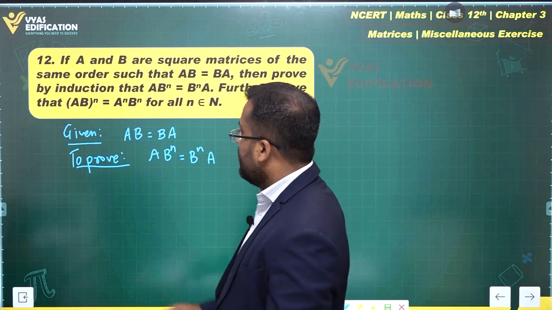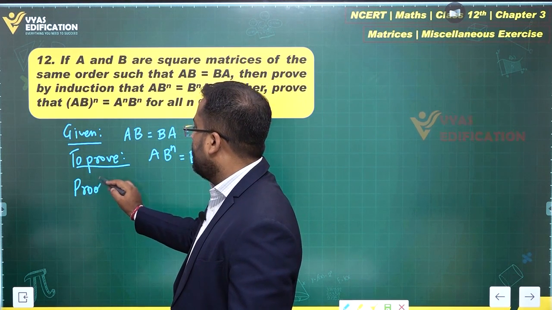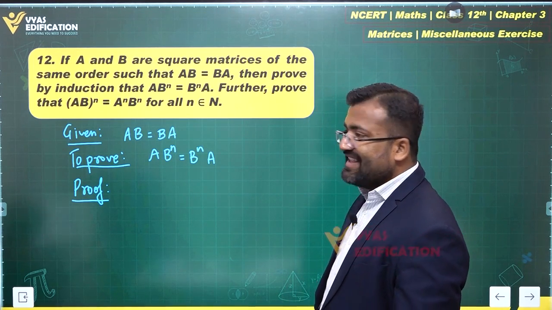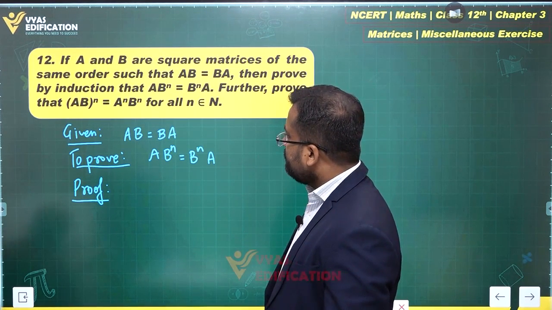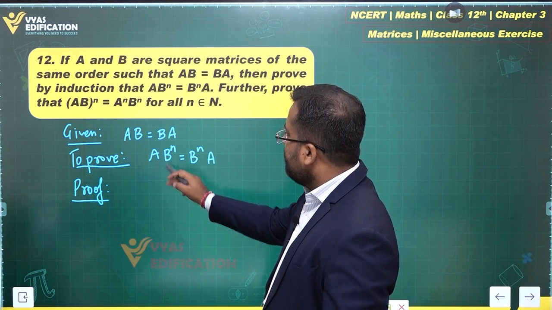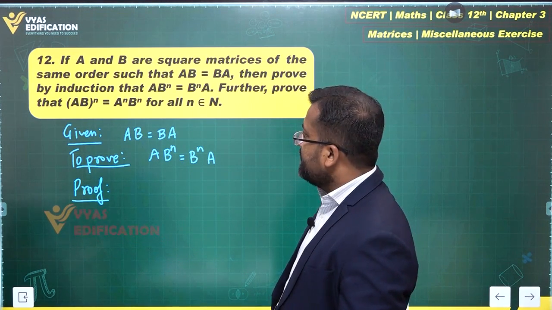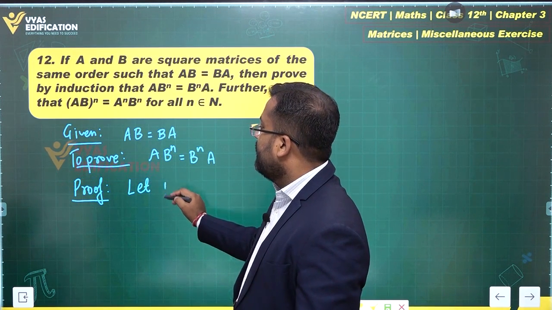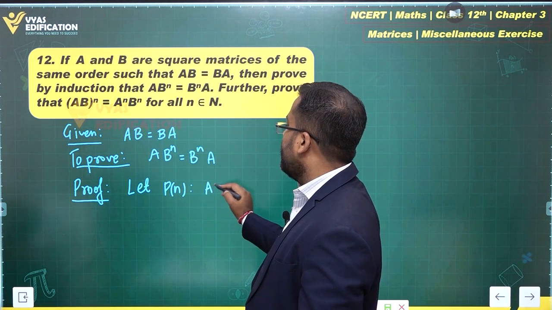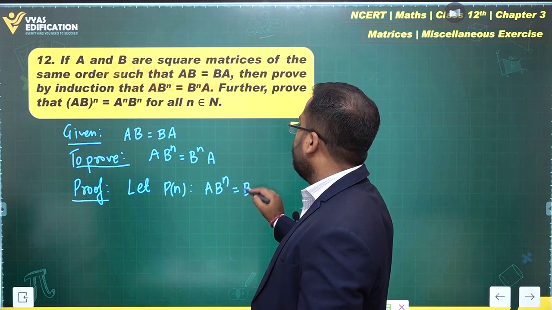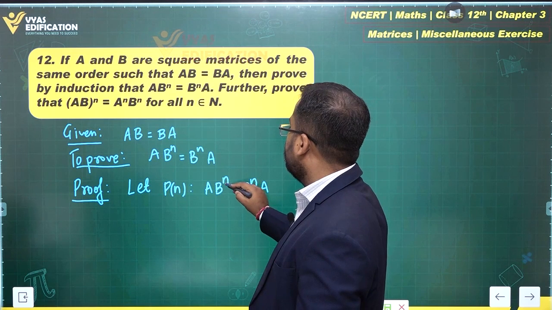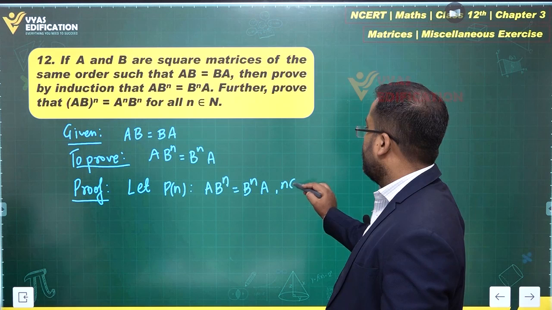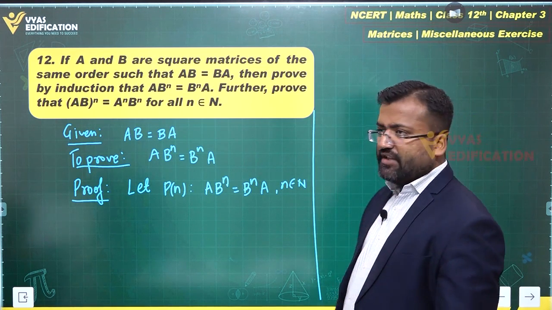But prove this. Proof by induction would imply what? Proof by induction says that what we have over here is AB power n is equal to A power n times B power n. So we'll have to assume a statement Pn. Let Pn be this statement. What is this? AB power n is equal to A power n times B power n. Let this be it, for all natural numbers n.